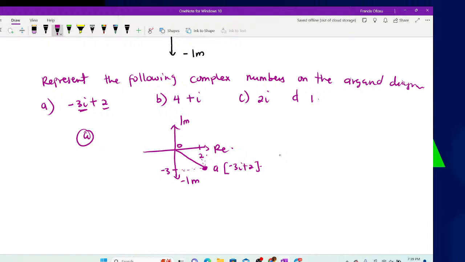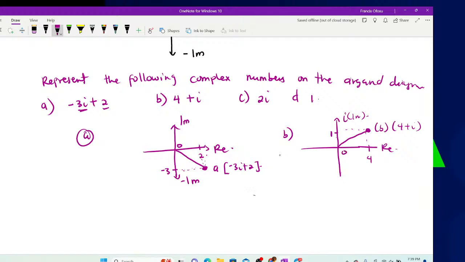And let's see the B. 4 plus i. I'll simply make a sketch. Since 4 is on the real part, it will take somewhere here. Then this part here is the imaginary, and it's 1. Because this is already i, imaginary i. And they will meet somewhere here. So this is our B, and it's given by 4 plus i. So I'll join here like this. Then here is the origin.